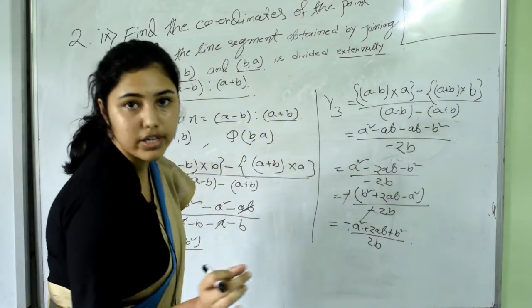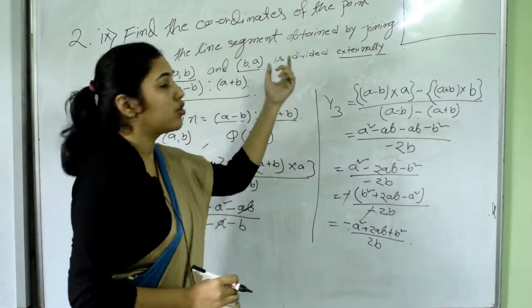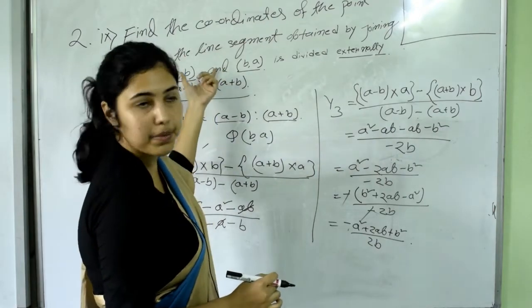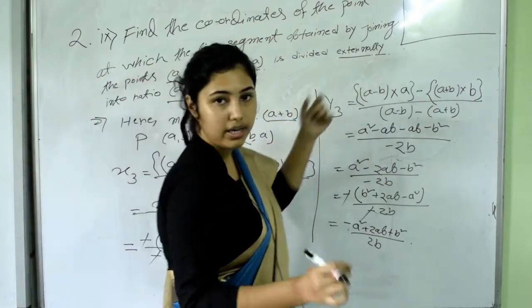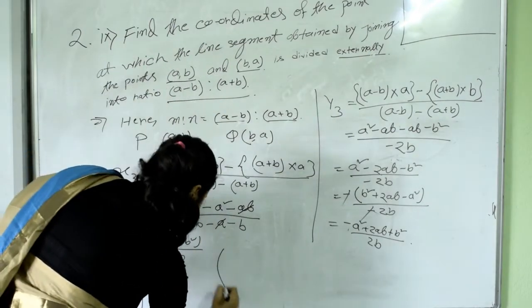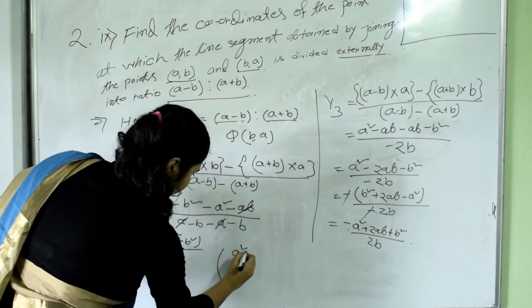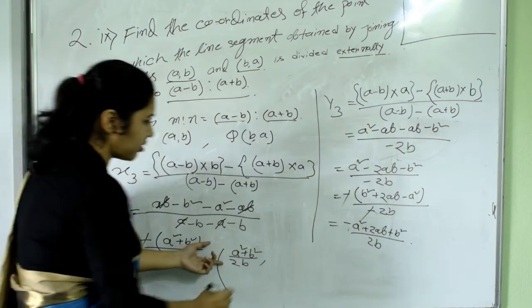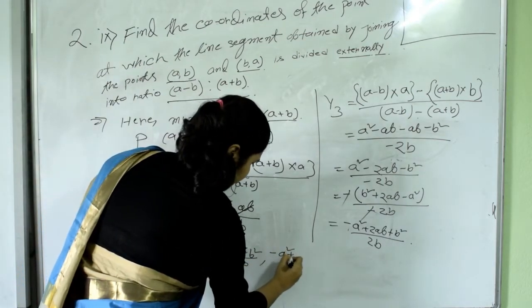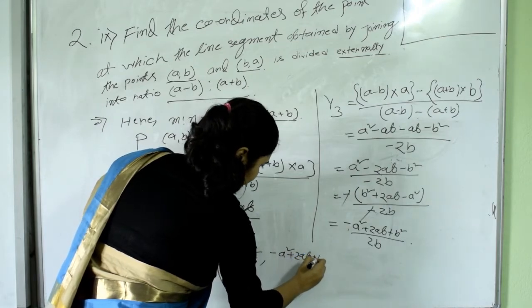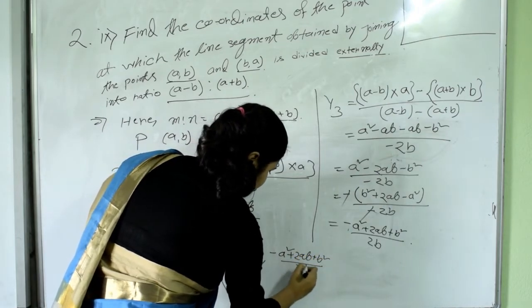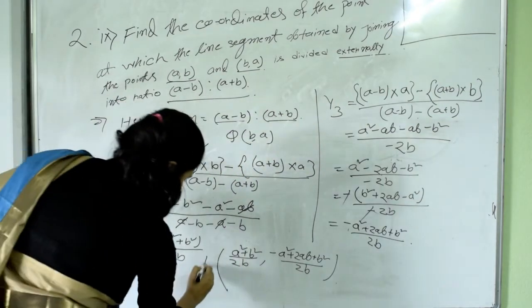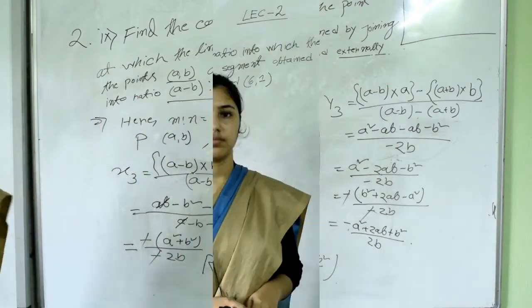So the coordinate of the point R, which divides the line segment PQ externally, is ((a square plus b square) by 2b, (minus a square plus 2ab plus b square) by 2b). This is the coordinate of the point R.